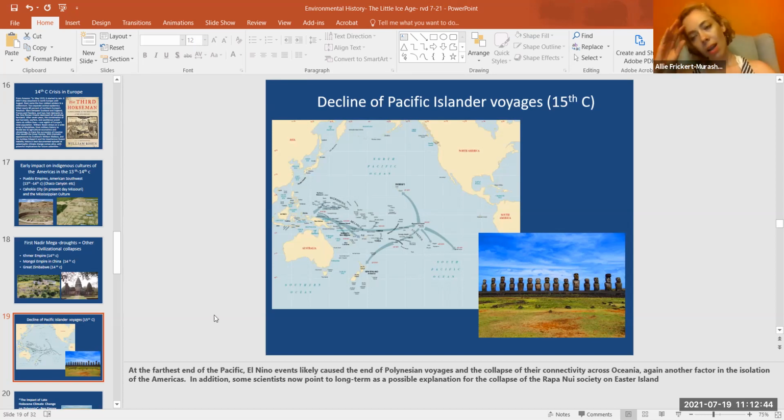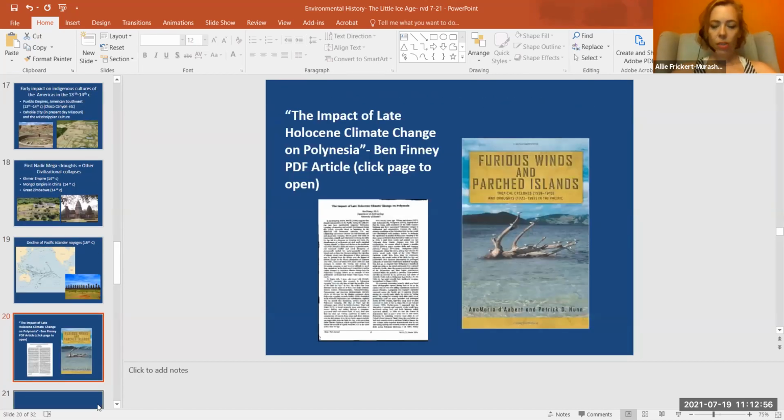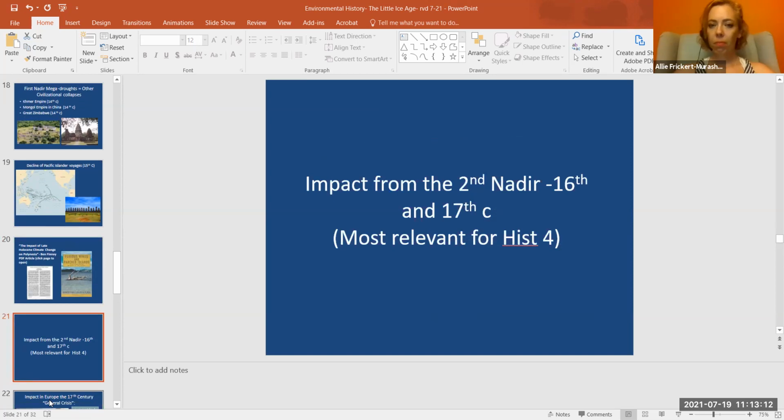them when Europeans show up, Captain Cook, and then other Europeans showing up in the Oceania, Pacific Islander region. Here's a great, very short article, so definitely recommend checking that one out. It looks at the impact of climate change and how that completely changed Pacific Islander voyages or ability to trade network. Okay, so the second nadir is in the 16th and 17th century.